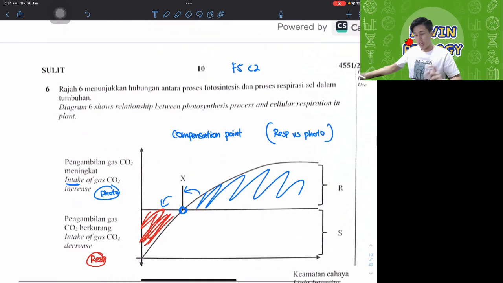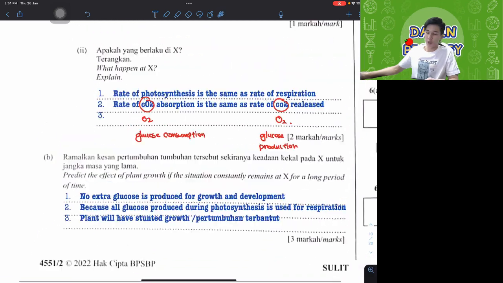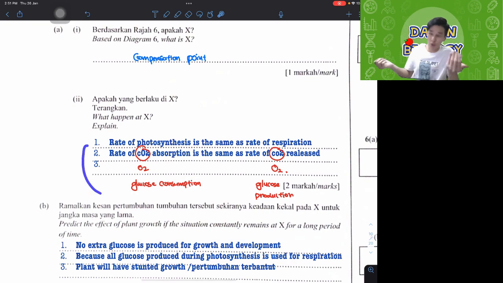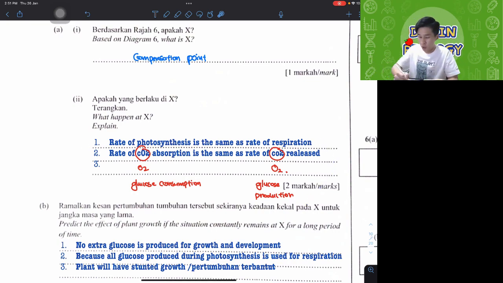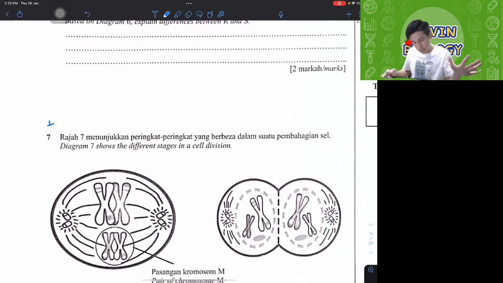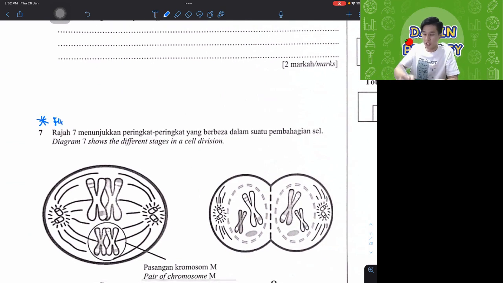Next, explain differences between R and S. That is basically respiration and photosynthesis, which I already mentioned to you, because when one uses something, the other one produces it. The classic example is oxygen and carbon dioxide. Absorb CO2, release CO2. Absorb oxygen, release oxygen. One consumes glucose, one produces glucose. It's basically all here already. I believe you should be able to do this yourself, so I will skip this. Now this question, I'm going to skip too.